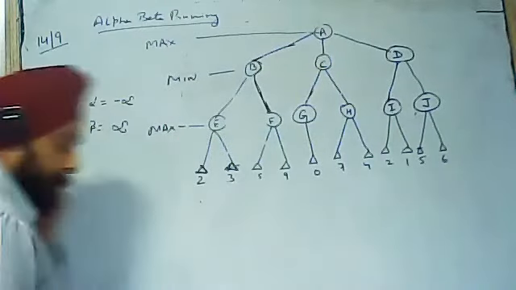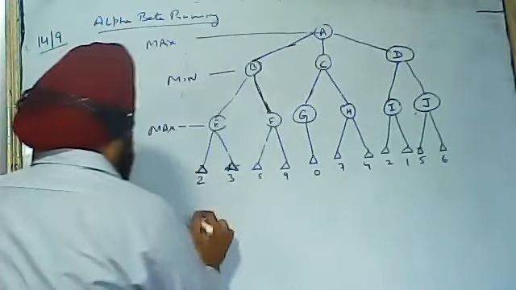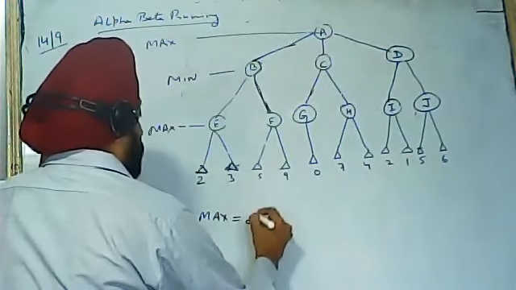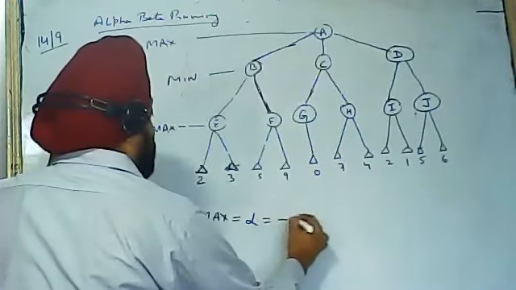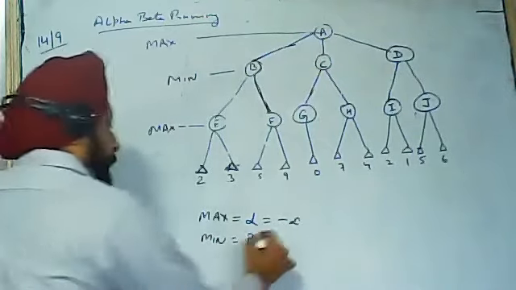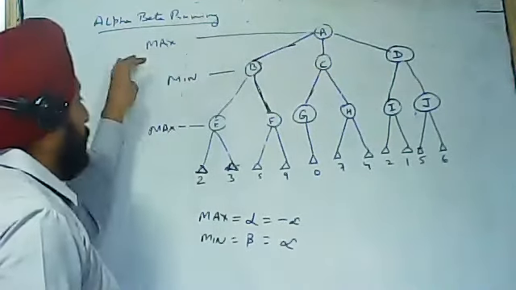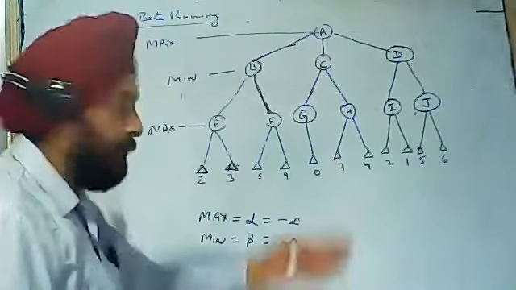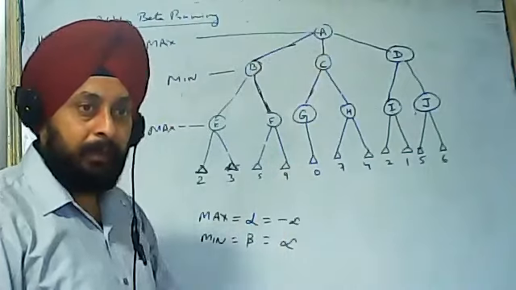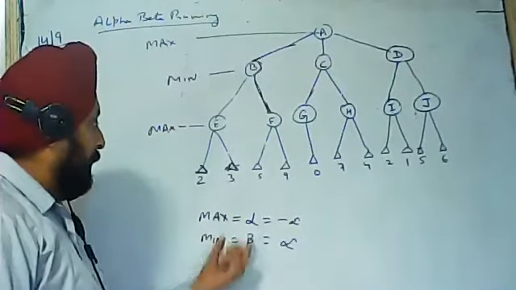So one thing is clear that we start with the worst values. For max, the worst value is denoted by alpha and the worst value is minus infinity. For min, the worst value is denoted by beta and the worst value for min is infinity. Clear? Alpha beta pruning is the advanced version of the min max. So it is depth first search. So initially all the nodes will have this value, alpha and beta.